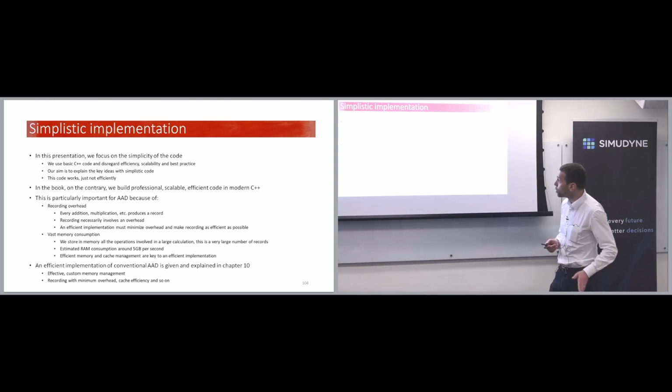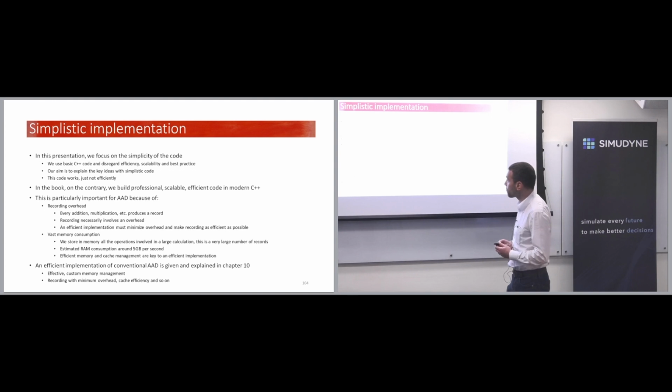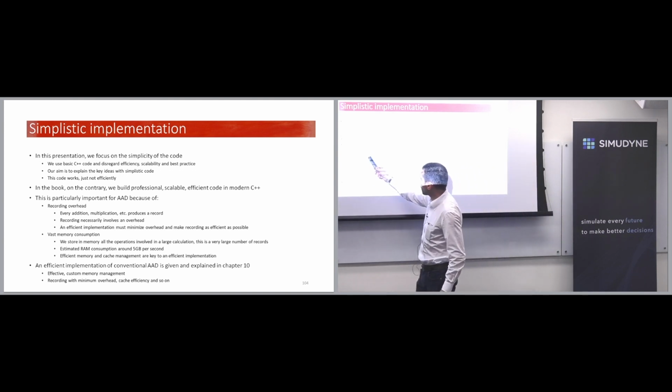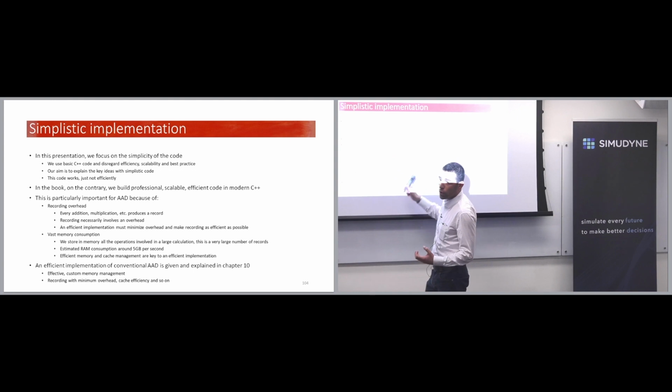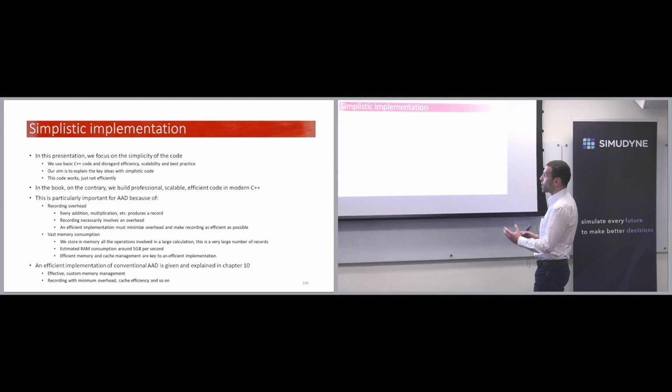On the contrary, in the book, what I build is professional, scalable, efficient code in modern C++. And this is particularly important for AAD. It makes a significant difference. Well, it always makes a significant difference, but maybe slightly more for AAD than other algorithms, because of a recording overhead. For every operation you make, you need to produce a record, right? To produce a record is not completely free. It necessarily involves an overhead. And so an efficient implementation must minimize the overhead to the extreme and make recording as efficient as possible.